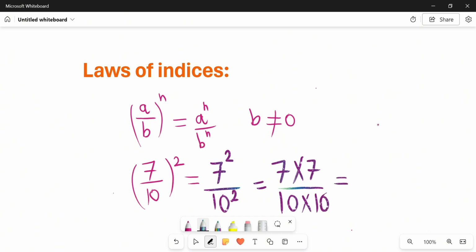For the top number, 7 times 7 is 49. And for the bottom number, 10 times 10 is 100. And also we can write this number as a decimal. So it would be 0.49.